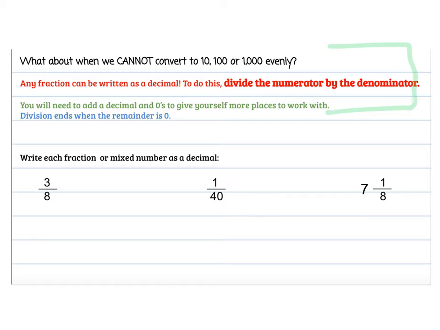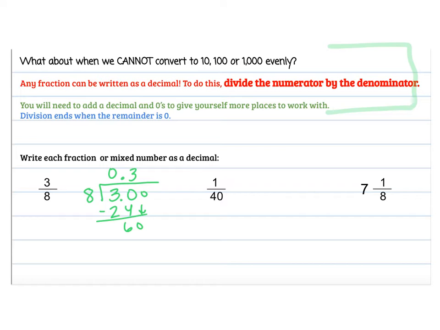Write each fraction or mixed number as a decimal. So 3/8 doesn't easily, 8 does not multiply into 10, 100, or 1000. So instead we're going to divide. So numerator goes on the inside, denominator on the outside. Now I'm going to have to add a decimal and some zeros. Now 8 goes into 30, 8, 16, 24, 3 times. Subtract.